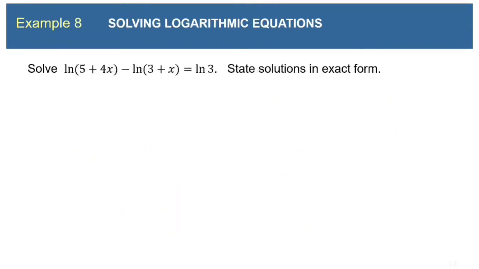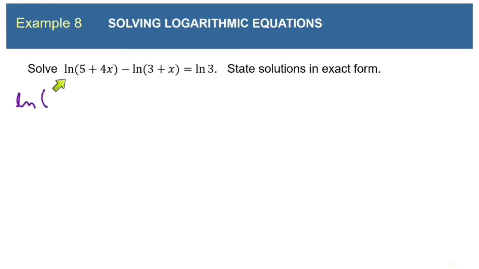And finally, our last example together, this is going to be natural log of 5 plus 4x minus natural log of 3 plus x equals natural log of 3. So we've seen this before where we had this negative log term. You can use your quotient rule for logs and write this as the natural log of a fraction where you would have 3 plus x on the bottom. But instead of that, let's do what we did last time. Let's take this negative log term and move it over to the right where it will be positive.